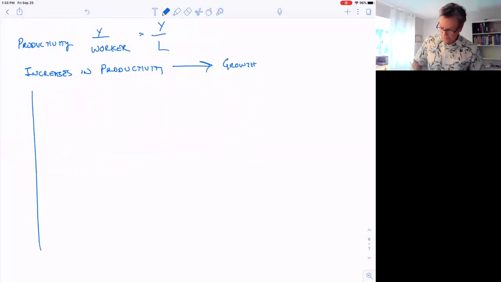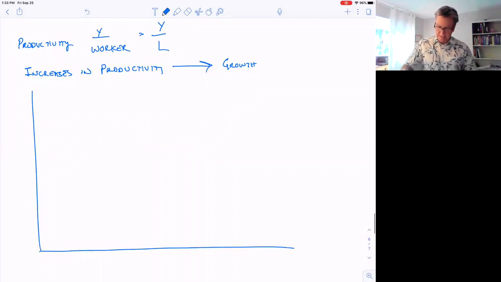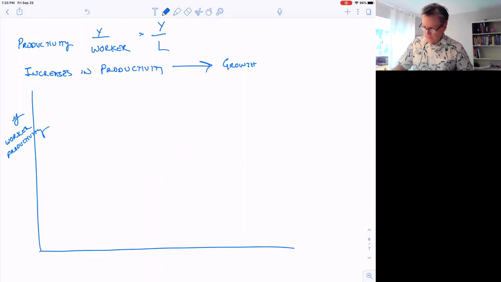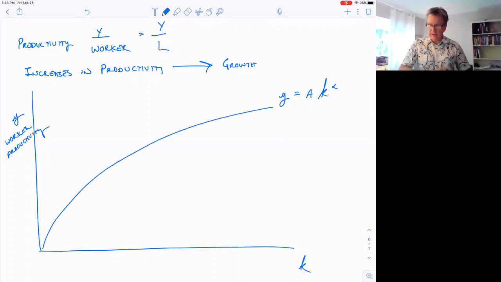So once again, remember that little y, which is real output per worker, is worker productivity. In our Cobb-Douglas production function here, we end up with this worker productivity is equal to A times little k to the alpha. And we put little k down here, we get our productivity curve that shows diminishing returns.